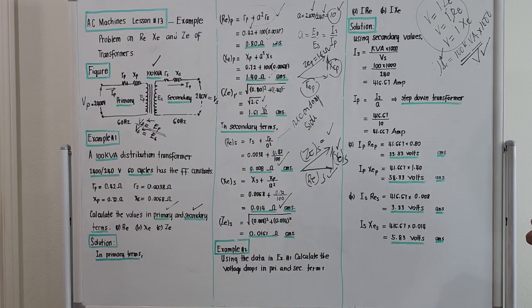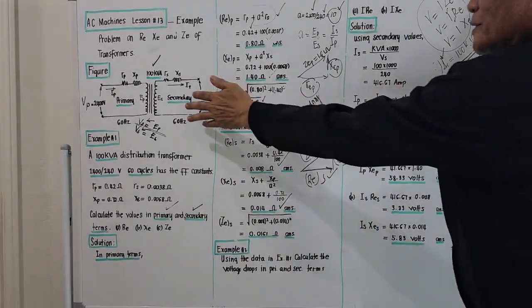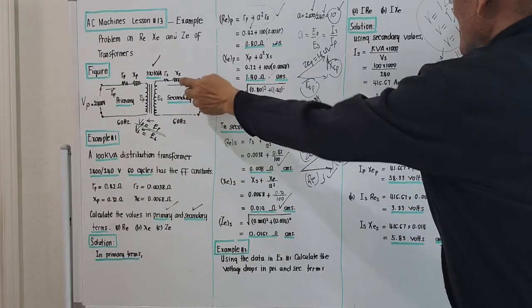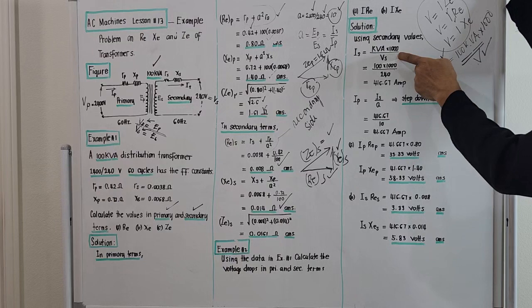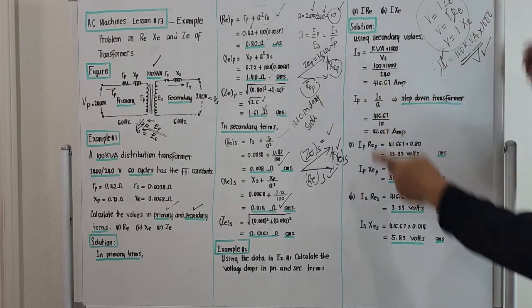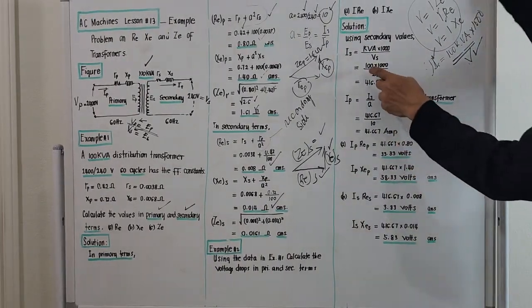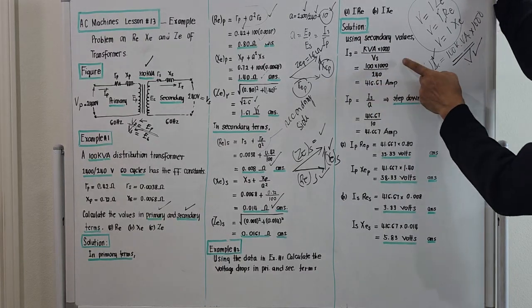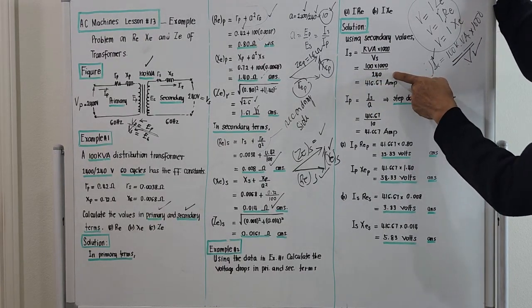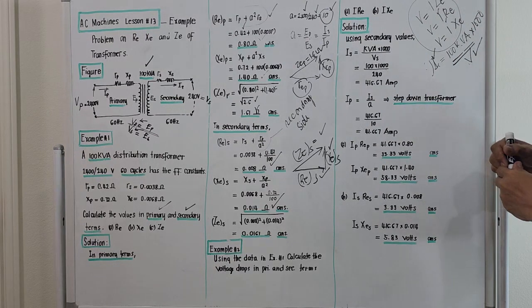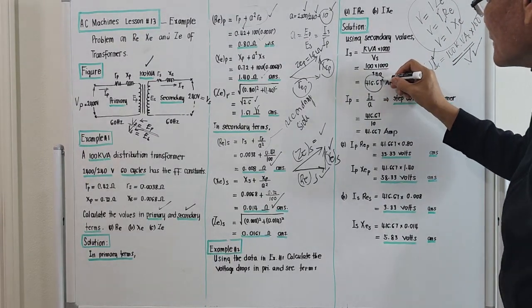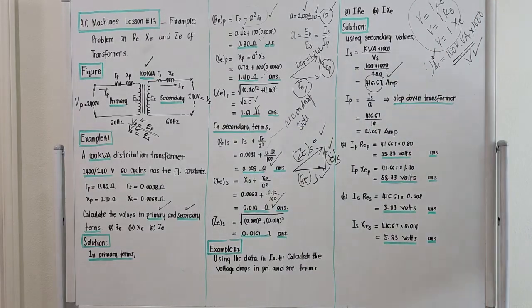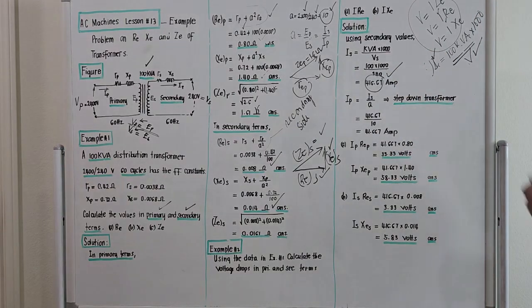So using the secondary values, if we compute for the current on the secondary side, it will be the given kVA times 1000 over VS. The given kVA is 100. So 100 times 1000 over 240. What will come out will be 416.67 amperes. It's a high current.